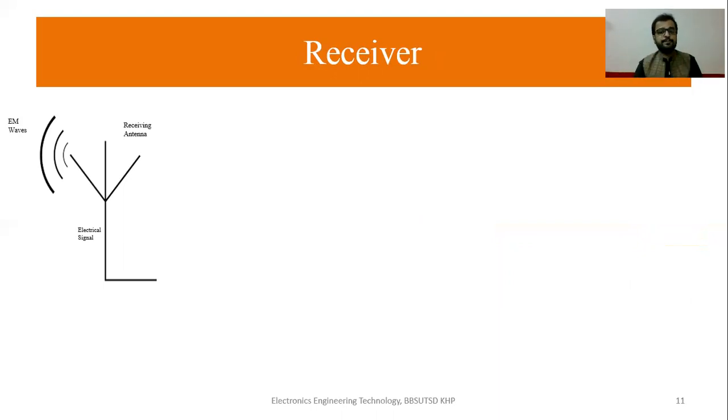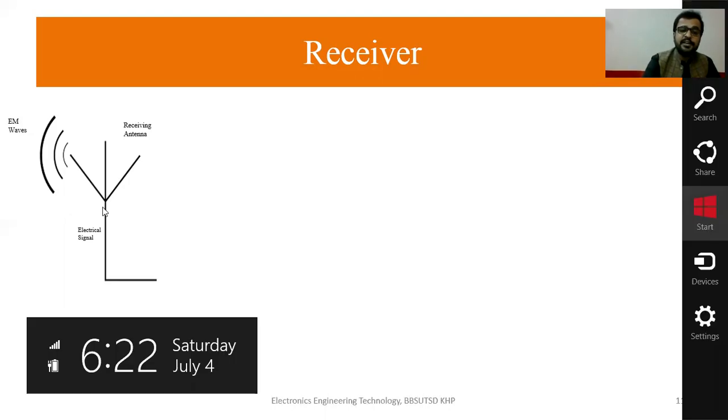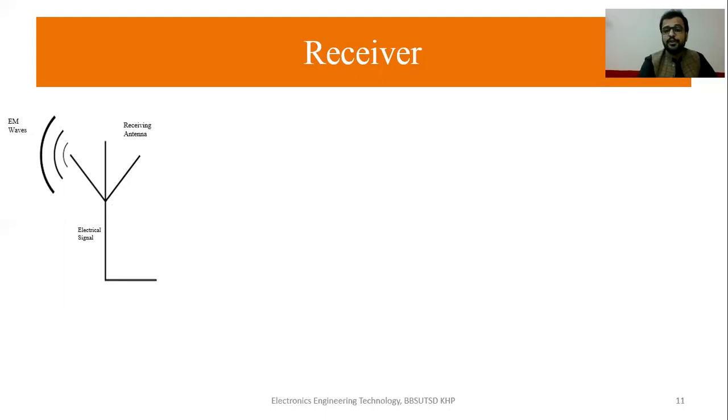Now we have the receiver, the receiving side, where we have EM waves. On the transmitter side there is conversion from electrical signal to EM wave. Now these EM waves are converted back into electrical signals. That is the function of the receiving antenna: it receives the EM waves and converts them into electrical signals. Here this one is the modulated signal, because on the transmitter end we have a modulated and amplified signal that is transmitted via the antenna, converted into EM waves, and then received over here.